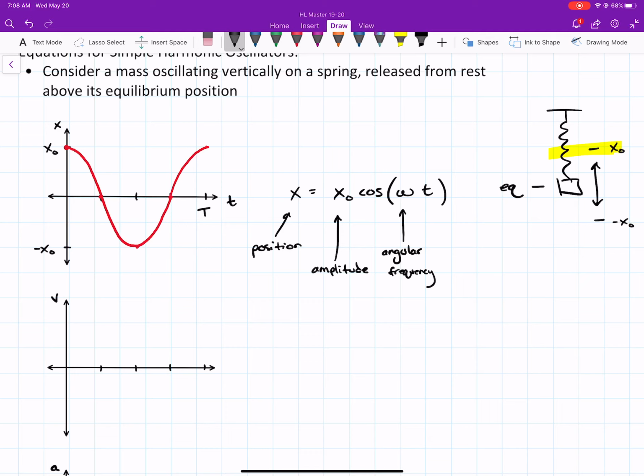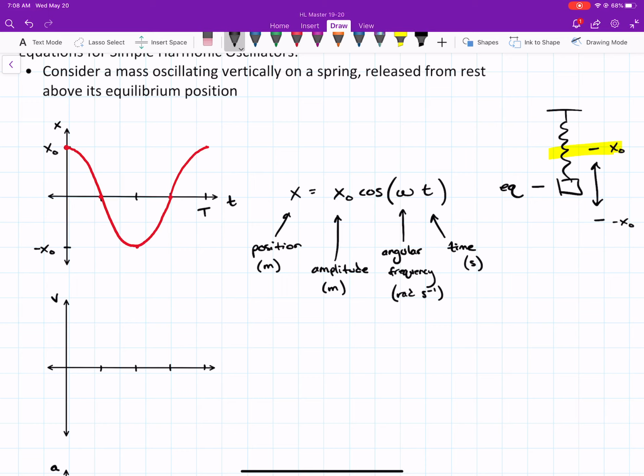And then t is just the time that's passed since the oscillations have begun. And again, we do have several different equations for angular frequency. You could put units on these if you wanted to. Positions in meters, amplitudes measured in meters. Angular frequency is radians per second, and then time just in seconds.